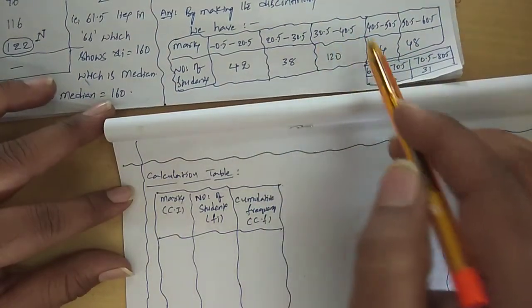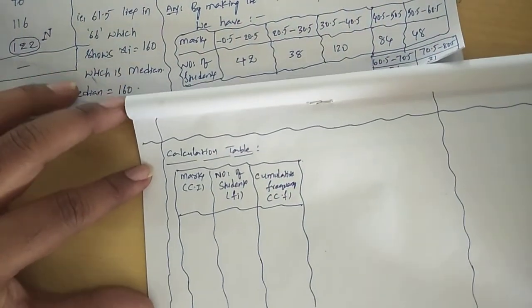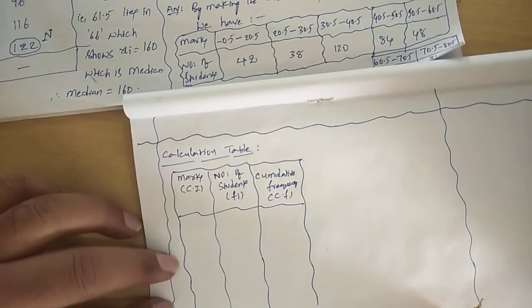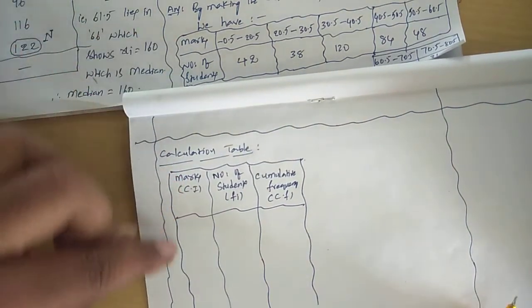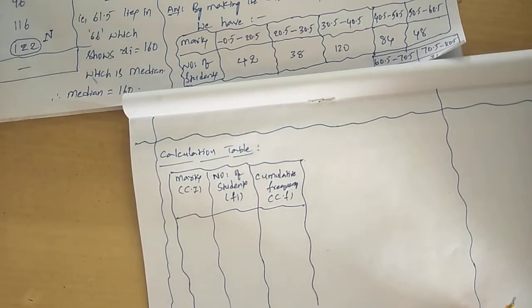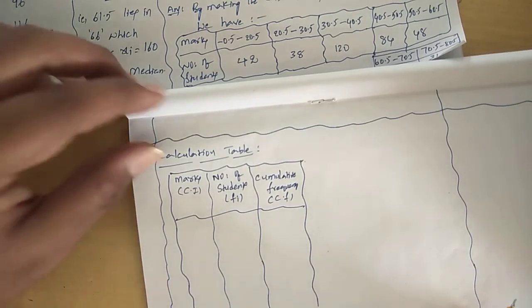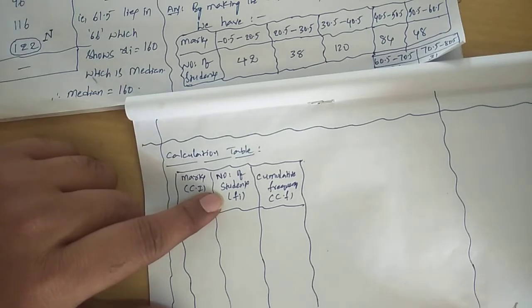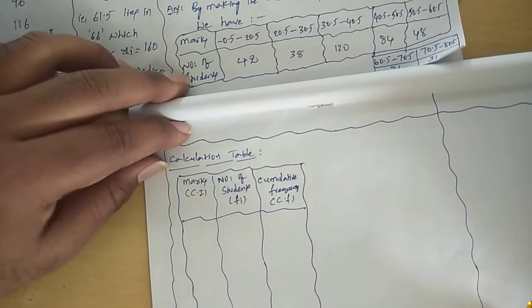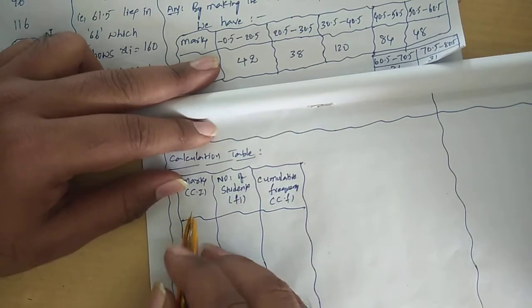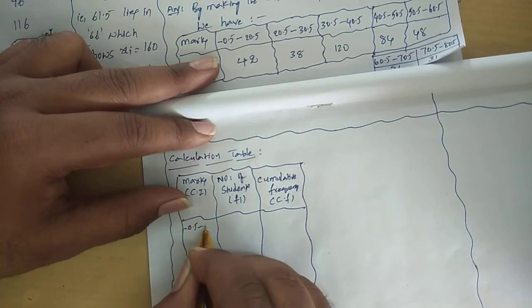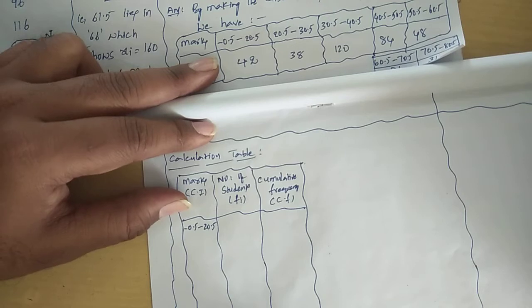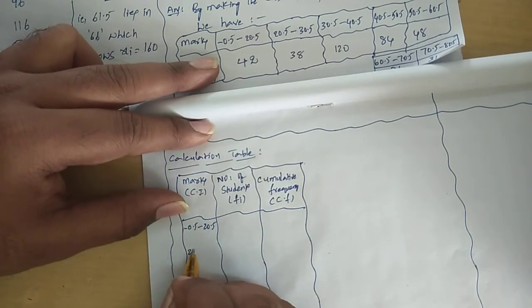So after making the data continuous, now I am going to identify the median. For that I opened the calculation table like this. Nothing new here. The marks I wrote here are the class intervals. Next, the number of students becomes the frequencies, and then the cumulative frequencies. So what are the marks? I will write now the continuous data: minus 0.5 to 20.5, first class interval. The next one, 20.5 to 30.5.